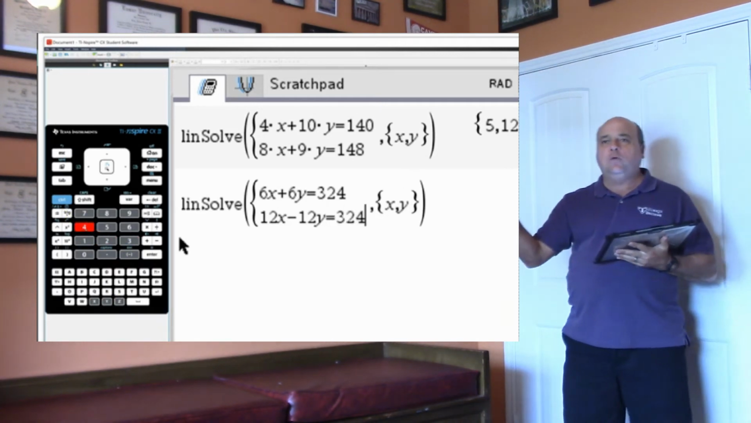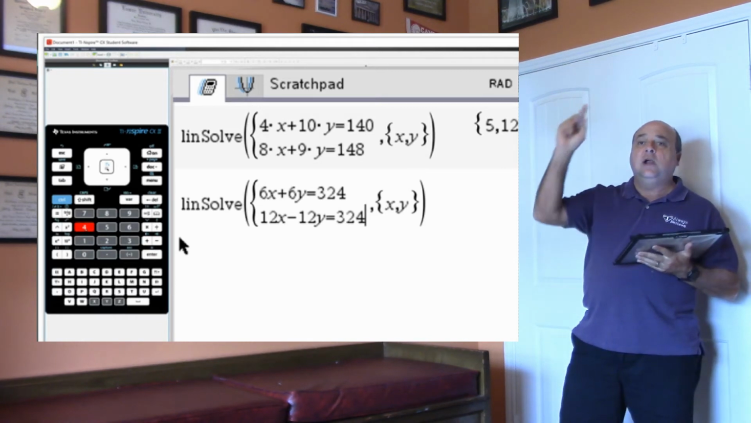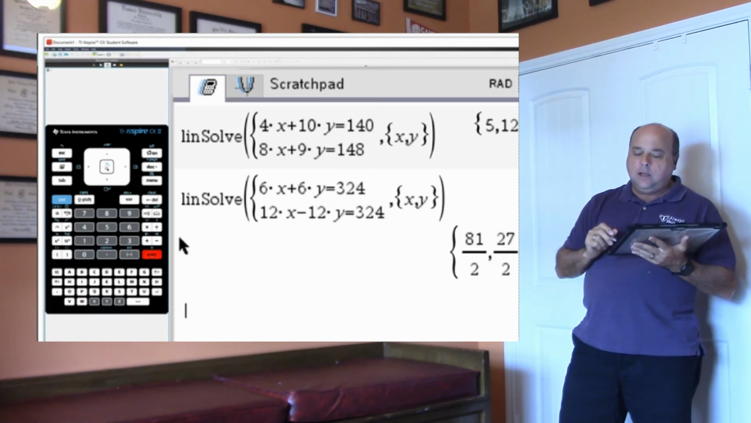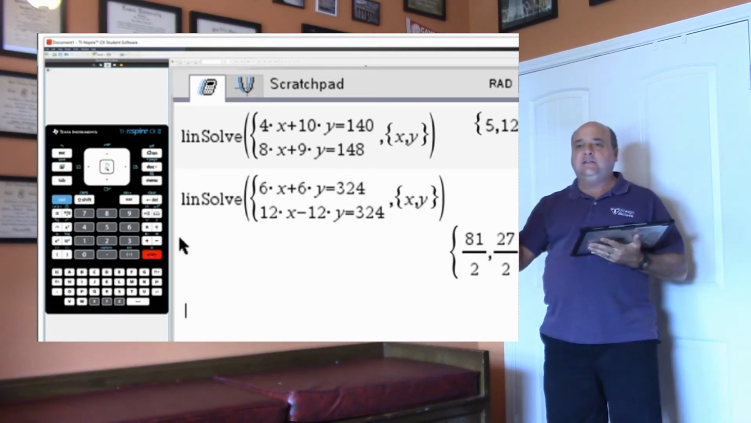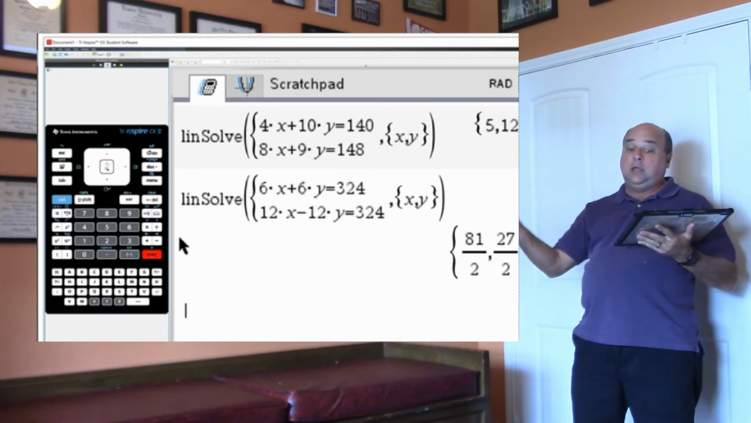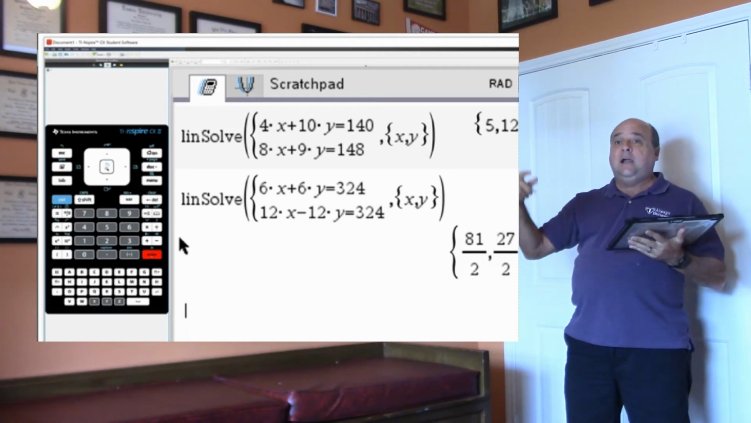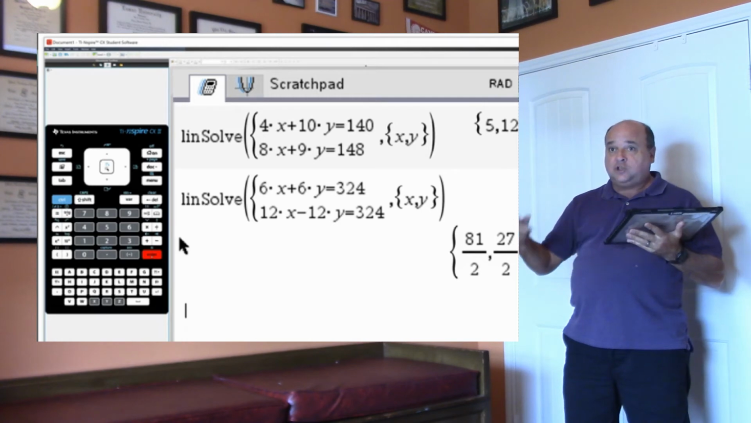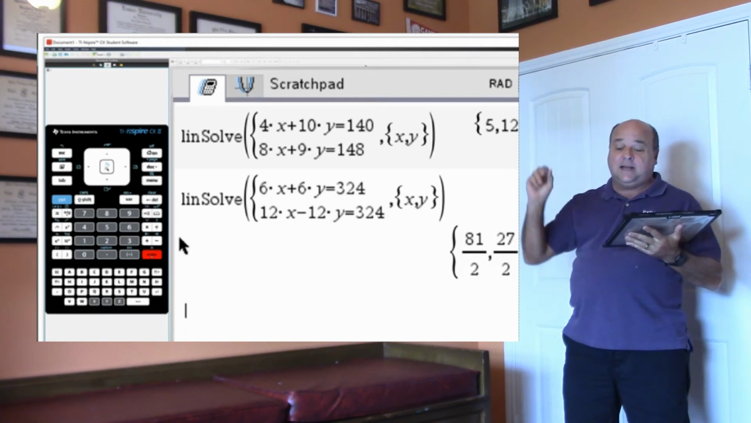Okay, so we have our two equations in. Now we're just going to hit enter. X will be the plane, y will be the wind. So hit enter, and there we got it. So the x is 81 over 2, which is going to be 40.5. And the wind is 27 over 2, which will be 13 5/10, right? So we want this as speed, so we're going to make it a decimal.